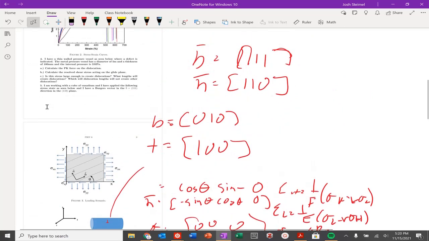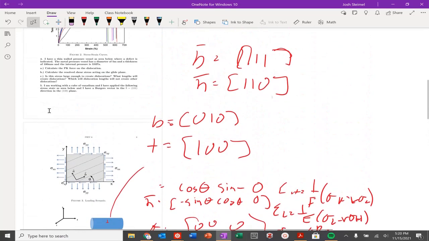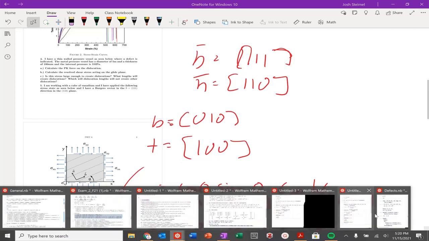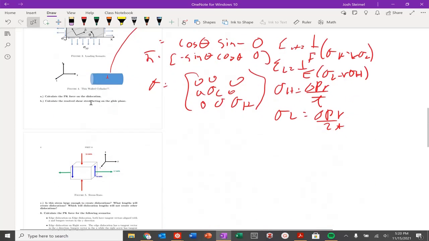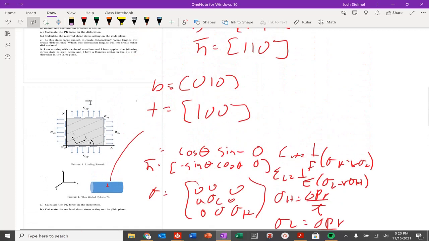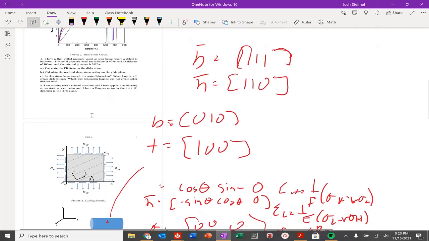We are going to assume, because we're calculating Peach-Koehler forces and resolved shear on glide planes, that we are working with an edge dislocation. So I need to solve for what that Burgers vector could be. Actually, we don't have to make this assumption, I believe. Actually, we do have to because of the PK force. But first, let's look at the resolved shear stress.